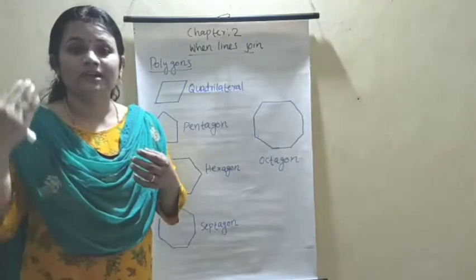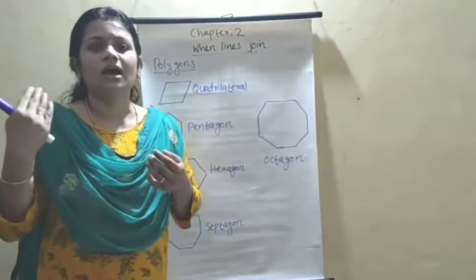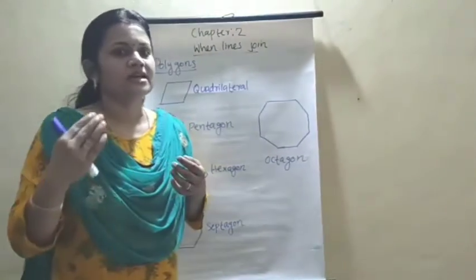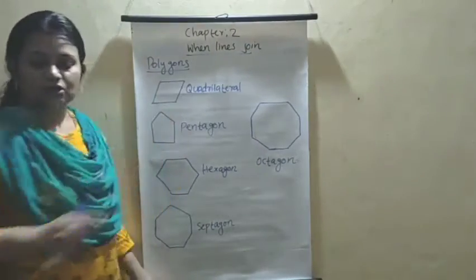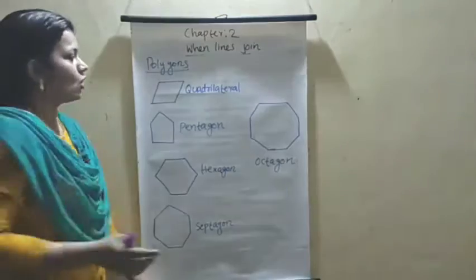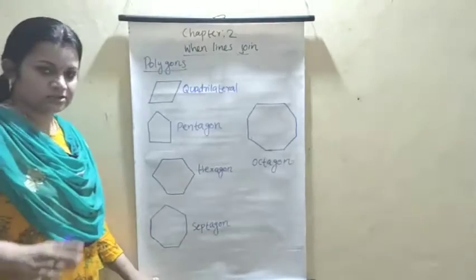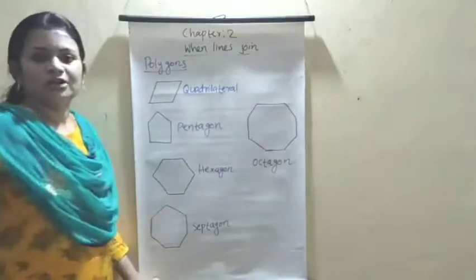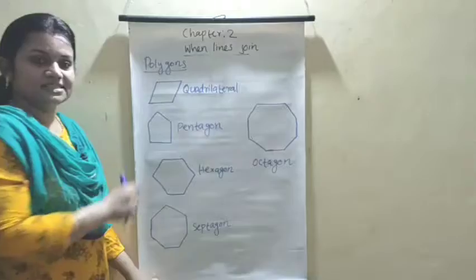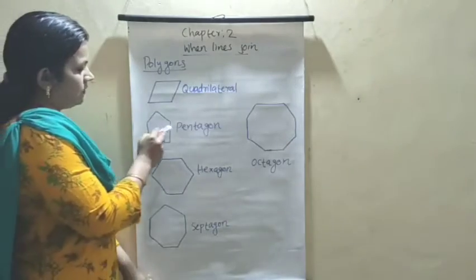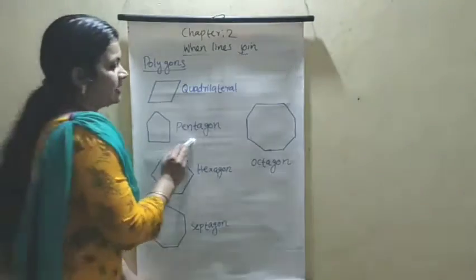Geometrical figures made of lines are named according to the number of sides. Those with 4 sides are called quadrilaterals. We studied that in the last class. Then next, those with 5 sides. Count them: 1, 2, 3, 4, 5. Those with 5 sides are called pentagons.